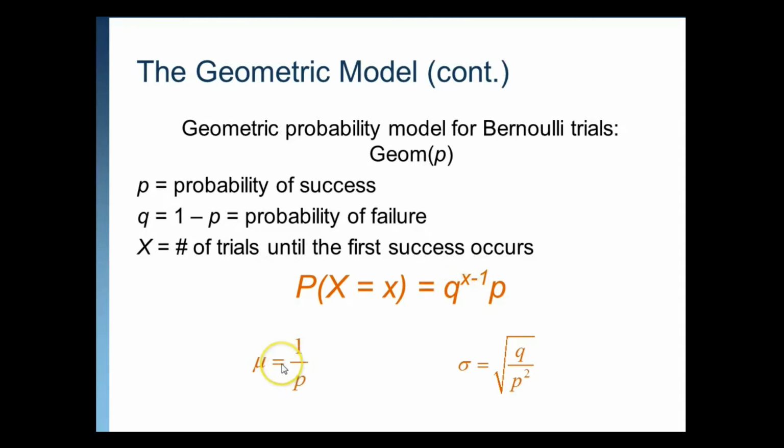This here, mu equals 1 over P, is the average. That's mu, the mean, the average time it takes to get a first success. Well, for instance, in our coin, 1 divided by 1/2 is 2. If we do our dice, 1 divided by 1/6 comes out to be 6. And then the standard deviation formula is over here. We're not going to use that too much.